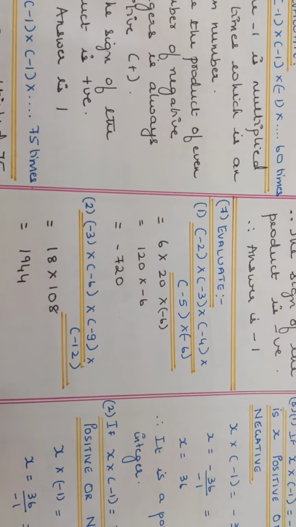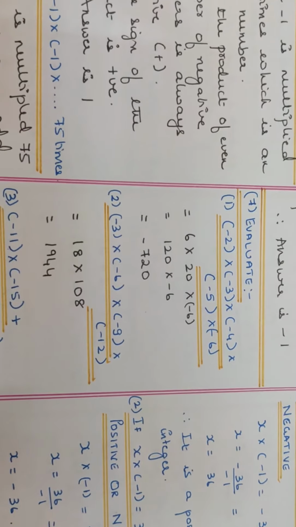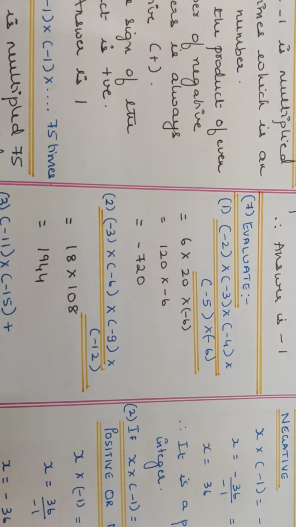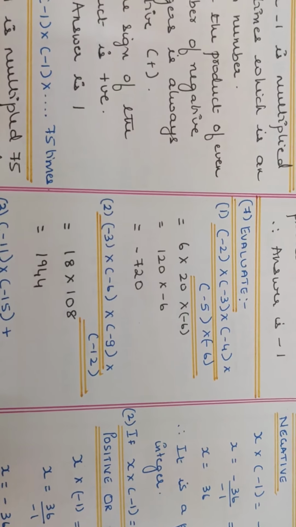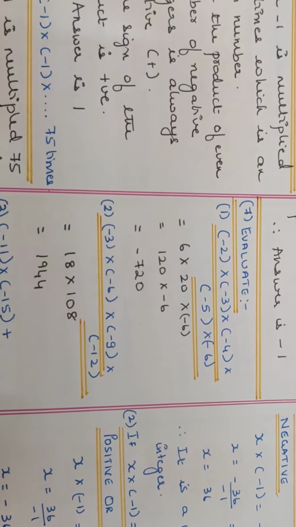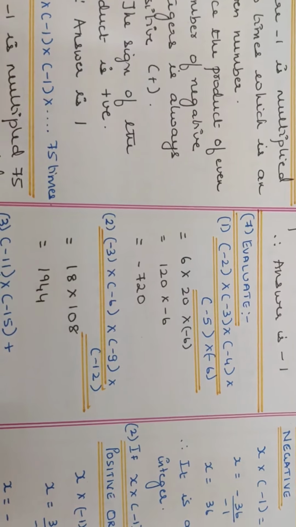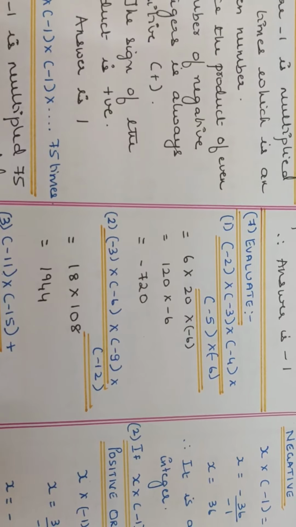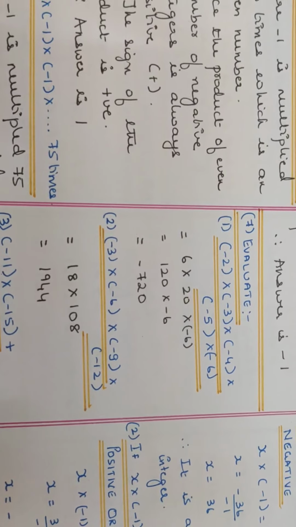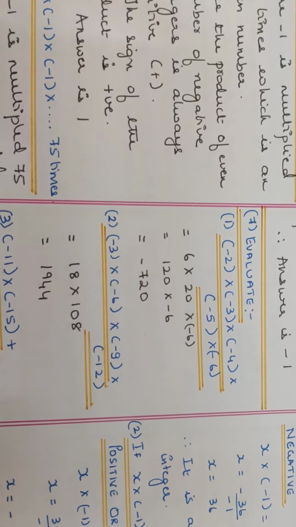Now let's move on to the seventh sum, which says evaluate, pretty simple, minus 2 into minus 3 into minus 4 into minus 5 into minus 6. I have done 2 into 3, minus into minus becomes positive, 6. Then 4 into 5 is 20, minus into minus is plus, 20.